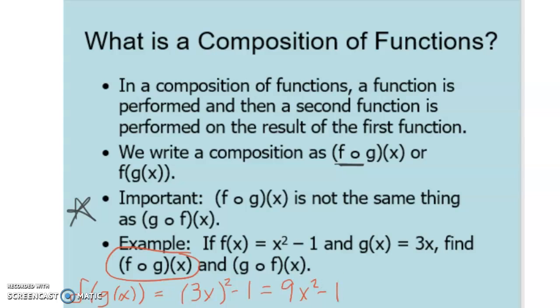For your g of f of x, the second one, again, the parentheses helps a whole lot as far as knowing what goes inside it, but the second function is going inside the first function. So my first function is 3 times something. What I'm plugging inside of that is that x squared minus 1. So I have 3x squared minus 3. Note that I did not get the same thing for each of those, so those are not the same.